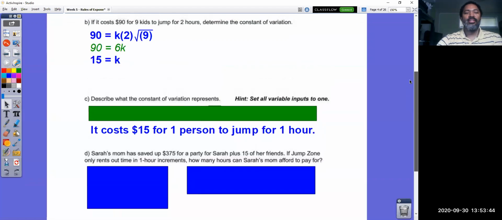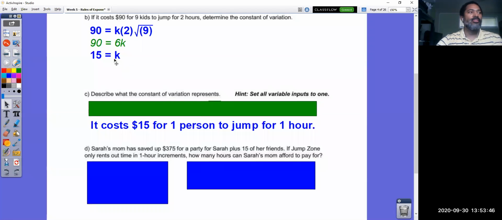Now using this equation, now that we know that k is 15, Sarah's mom has saved up $375 for a party for Sarah plus 15 of her friends. If Jump Zone only rents out in 1 hour increments, how many hours can Sarah's mom afford to pay for? So I'm giving you C, you already know k, and I'm giving you p, the number of people. So what I need you to do is solve for h, the number of hours, and put that in the chat.